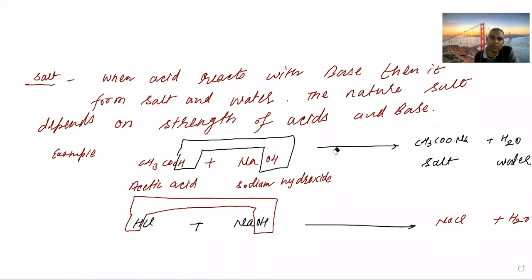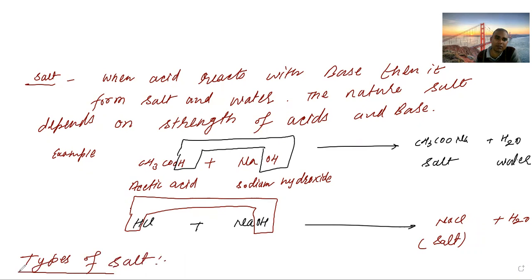So the definition we are talking about is: when acid reacts with base, it forms the salt. After that we are going to write the types of salt. So kindly make a note of it also, please.